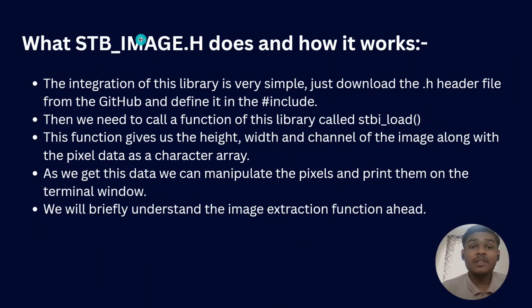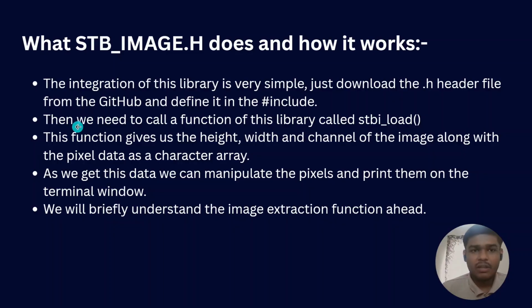So, what does stb_image.h do and how does it work? The integration of this library is very simple. We just need to download the .h header file from GitHub and include it. Then we need to call a function of this library called stbi_load, and this function will do almost all the work of pixel extraction from the image and give it to us in the form of a character array. We will see that in depth ahead.